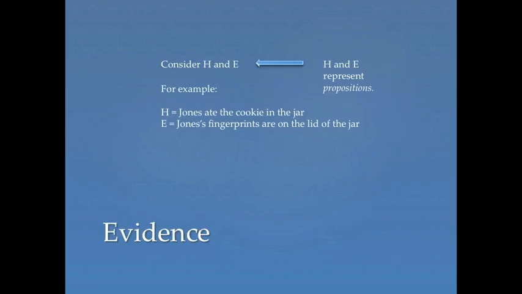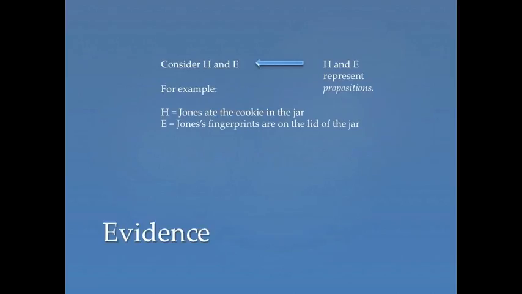It might be helpful to think of an example. So consider H and D. H and D represent propositions. What is a proposition? A proposition is a sentence that can be either true or false. In other words, a proposition is a sentence that has a truth value. For example, 2 plus 2 equals 4 is a proposition. It's either true or false. The sky is blue is a proposition. It's either true or false.